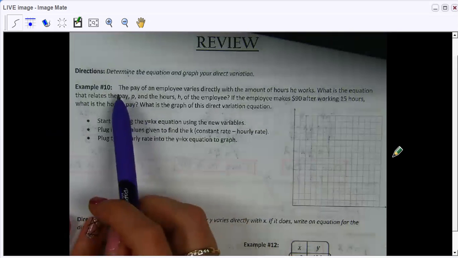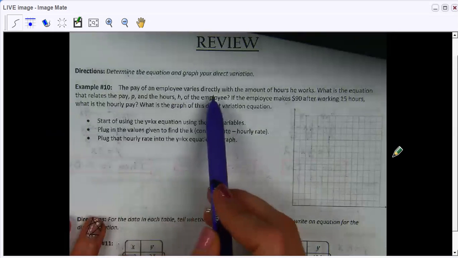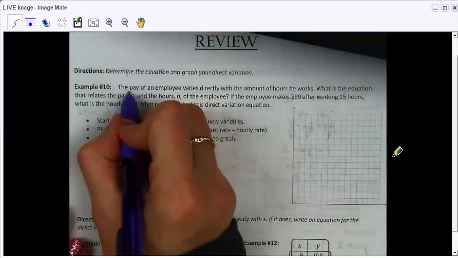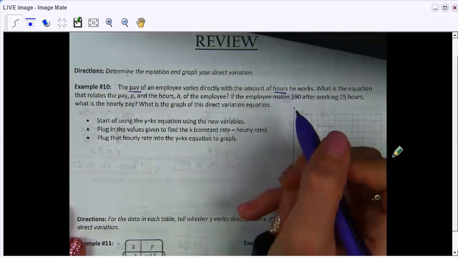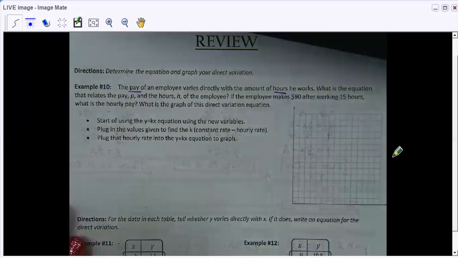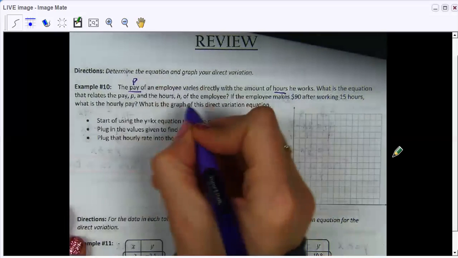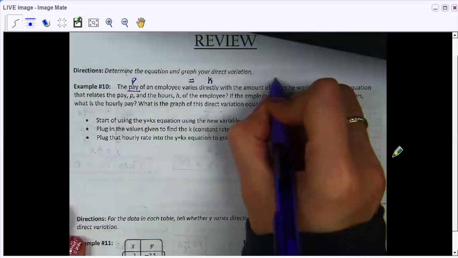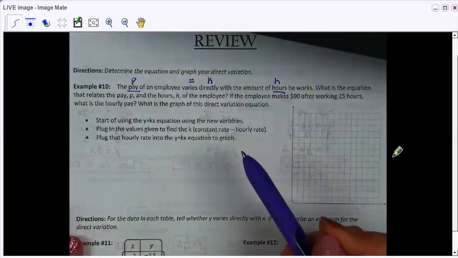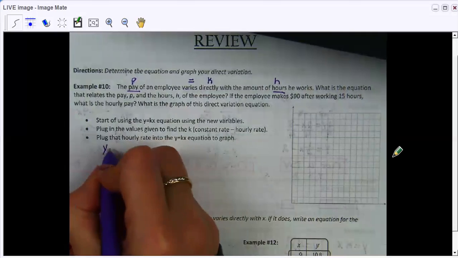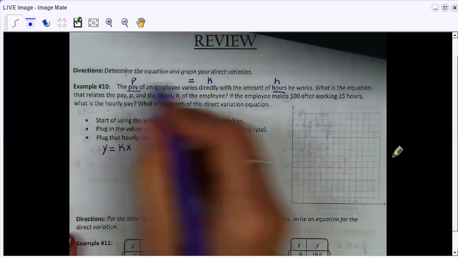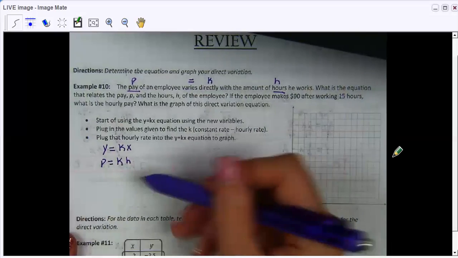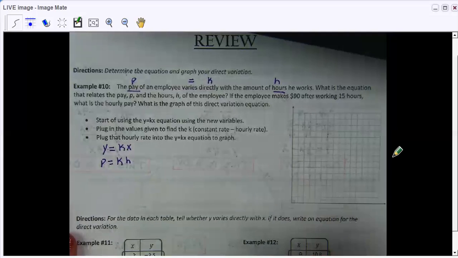So look at this sentence right here. The pay of an employee varies directly with the amount of hours he works. So we have to figure out what the 2 variables are. Well, it's the pay and the hours. So watch, I'll read it and I'll write it. The pay of an employee varies directly with the amount of hours. And I have just written out my equation. So typically we would have y equals kx. In this case, we have p equals kh, but your p represents the y, your h represents the x, okay?